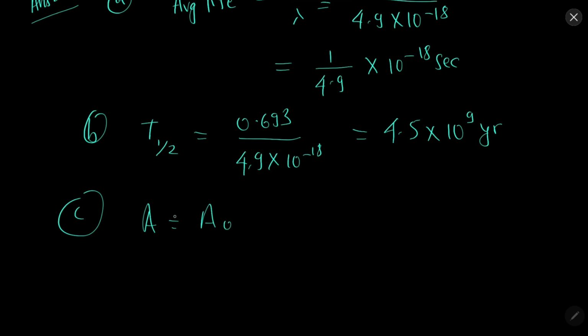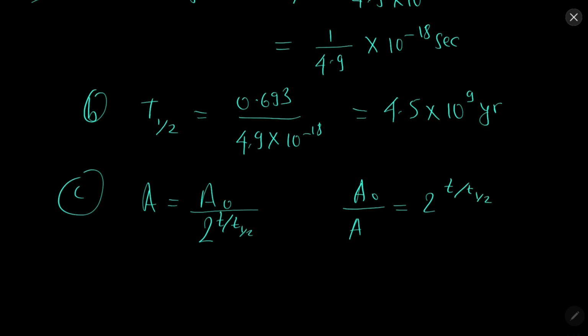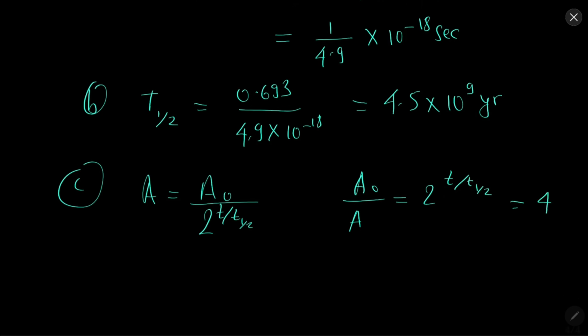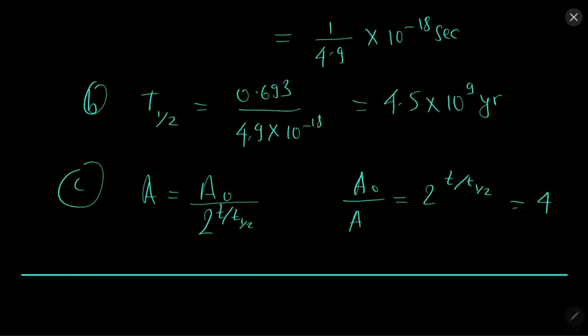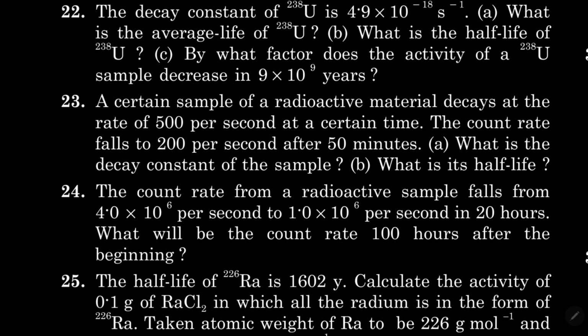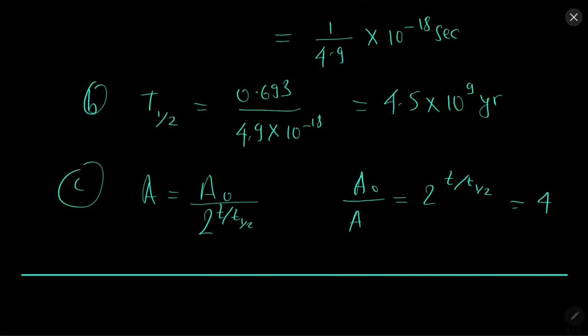Activity will be 2 to the power t by t half, so A naught by A will come out to be 4. In question 23, what is the decay constant and the half-life?